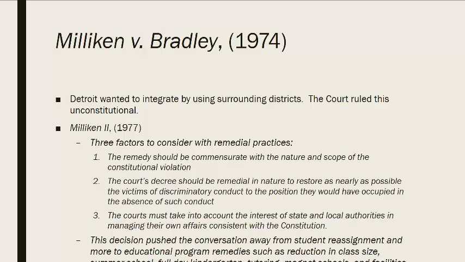This decision, Milliken 2, pushed the conversation away from student reassignment and more to the educational program remedies such as reduction in class size, summer school, full-day kindergarten, tutoring, magnet schools, and facilities. So we can see there are fewer cases coming through. What cases do come through, there are a couple here I don't have.